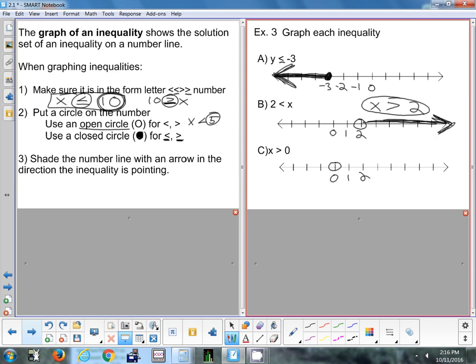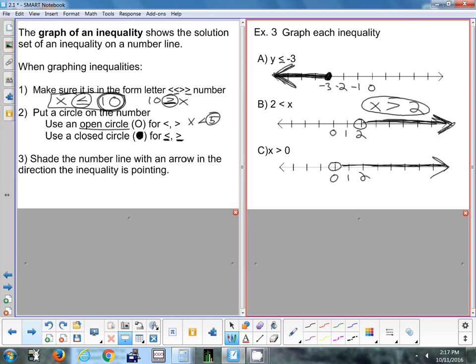Kyle, what do you think? Do I have anything else I have to do? Oh, crap. Yeah, I got to put my arrow, right? I got to shade. And which way do you want to shade this time? Left or right? Yeah, it's pointing to the right. So we're going to shade to the right.